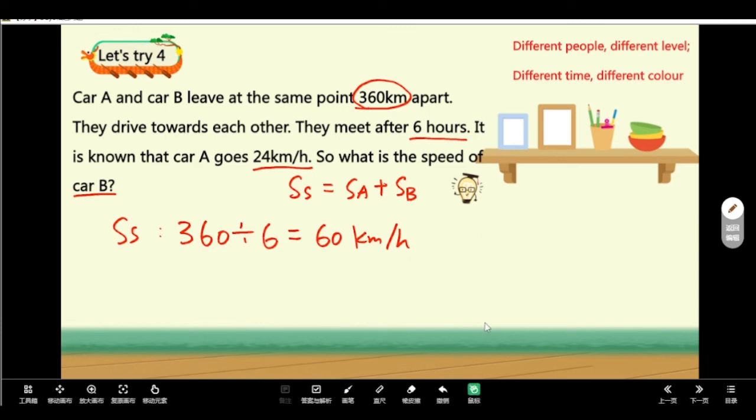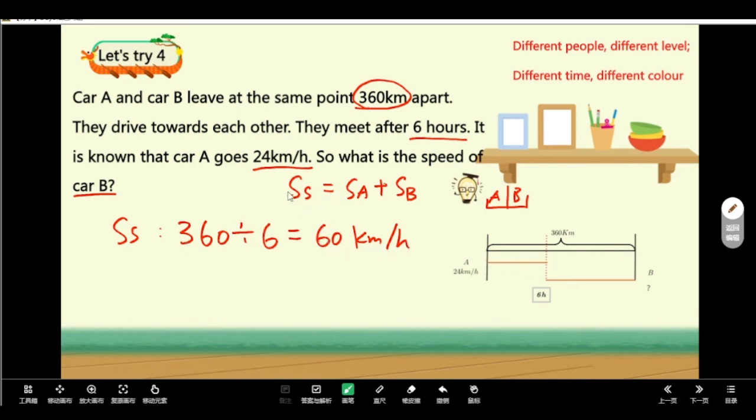Because if we draw a diagram here, we need to divide 360 km into 6 parts. And one part is the total distance that car A and car B have traveled within 1 hour, right? So we need to divide 360 into 6 units, 6 hours, okay? So for 1 hour, we find out that it is 60 km per hour.